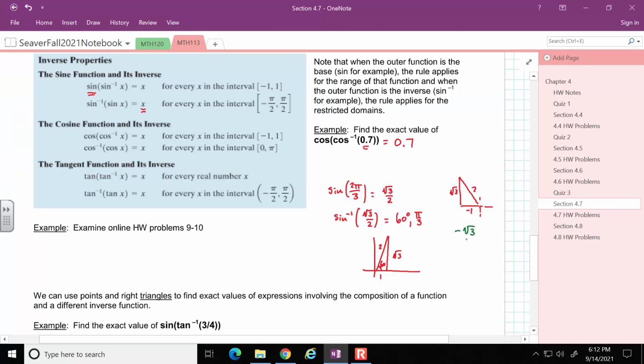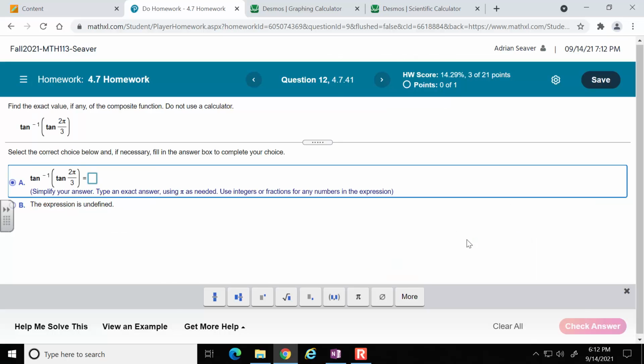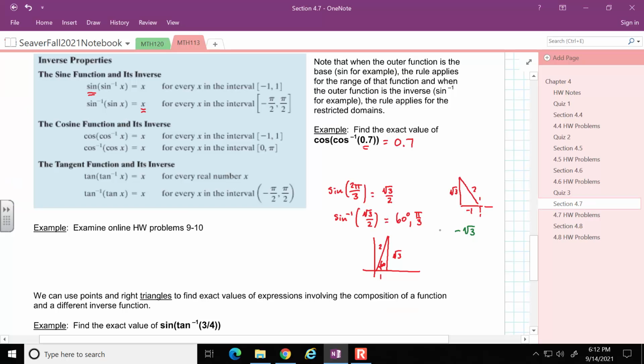So if negative square root of 3 is the tangent, and I'm saying the inverse tangent of negative square root of 3, well, I have to go through the same process, but I'm not in this quadrant anymore because it's a negative value. So my opposite side is going to have a negative square root of 3. That makes my adjacent side 1.